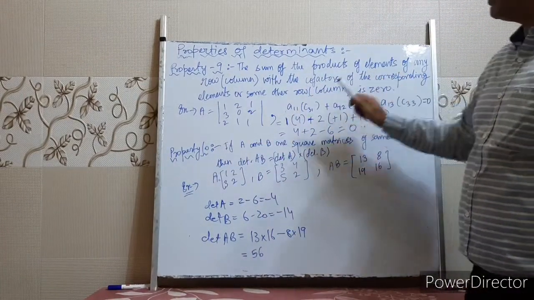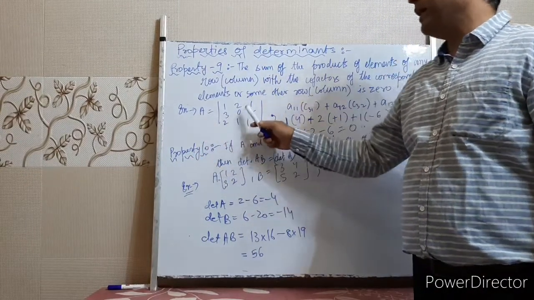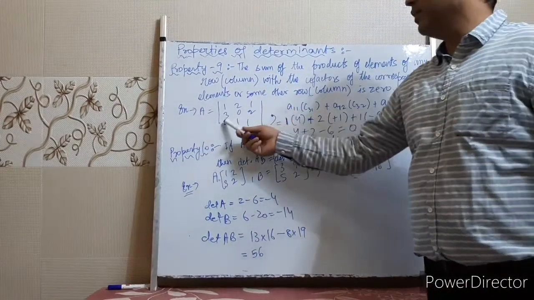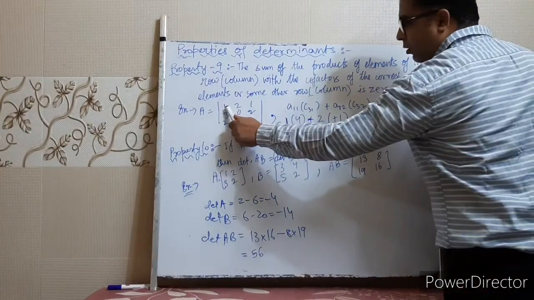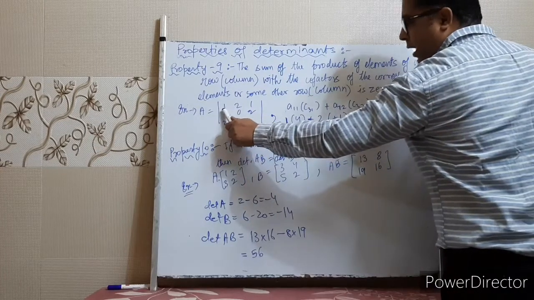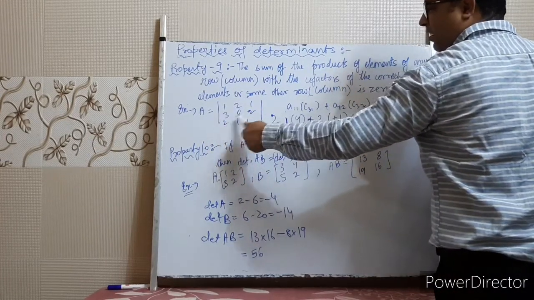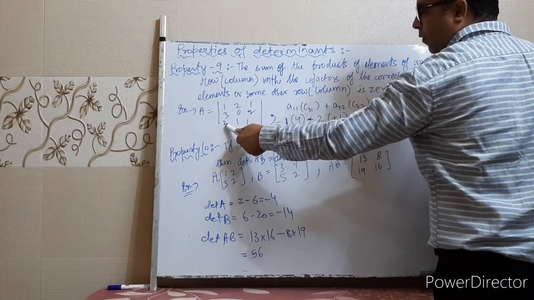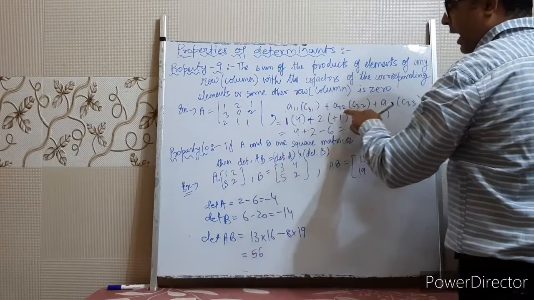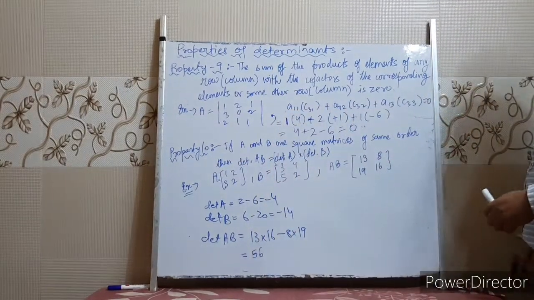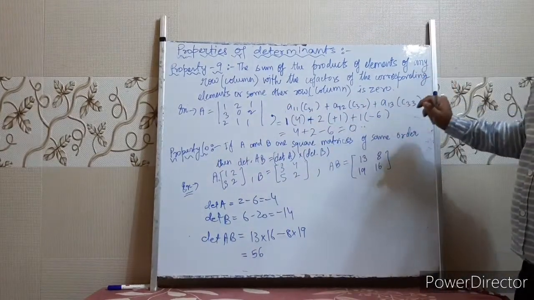This property means that suppose we have any determinant A like 1, 2, 1, 3, 0, 2, 2, 2, 1, right? If we take the elements of the first row and multiply them by the cofactors of some other row or column, suppose I have taken the cofactors of the third row, then when we multiply each element by its cofactor and add, the result will be 0. So for this determinant, let's see if the property is true or not.